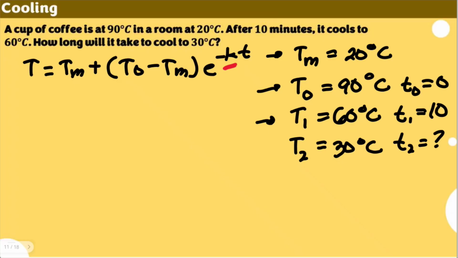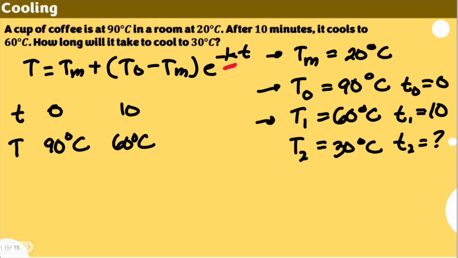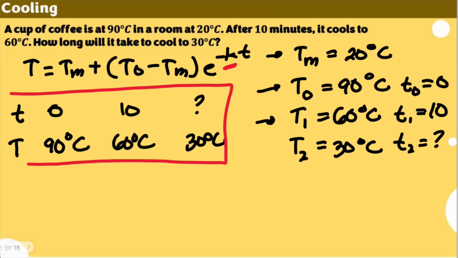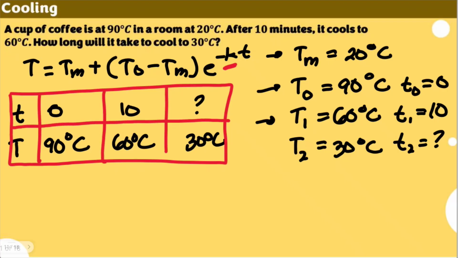If you would like, you can also come up with a table here, t and T of t. For 0, you have 90 degrees Celsius, or simply 90. For 10 minutes, we have 60 degrees Celsius. Obviously, it is being cooled down. And we don't know the value of time for 30 degrees Celsius. So you have this table. You can also use this to be guided with whatever inputs you're going to have later on.